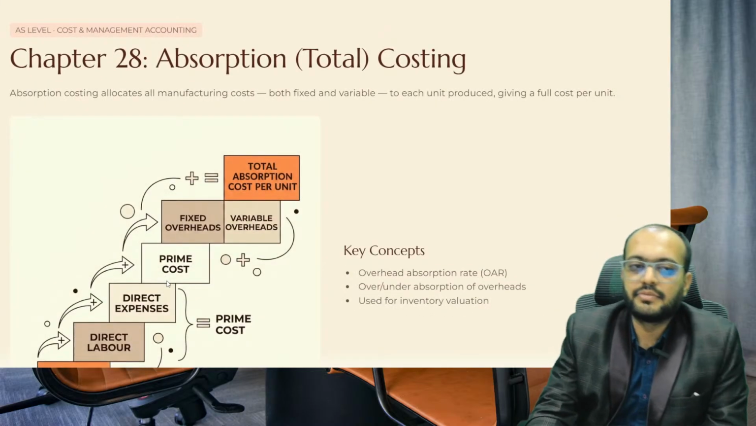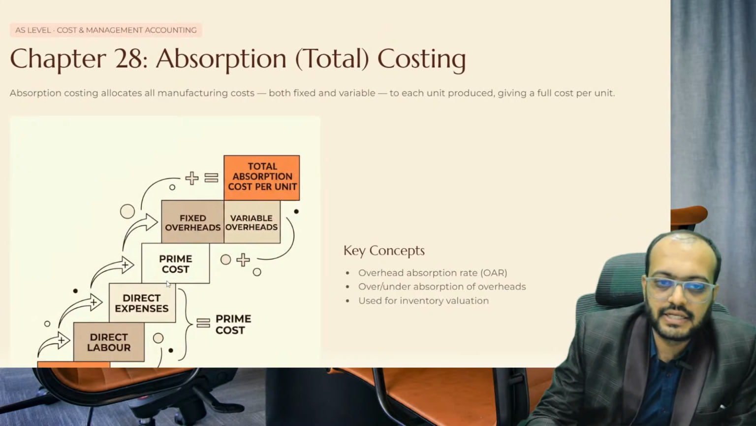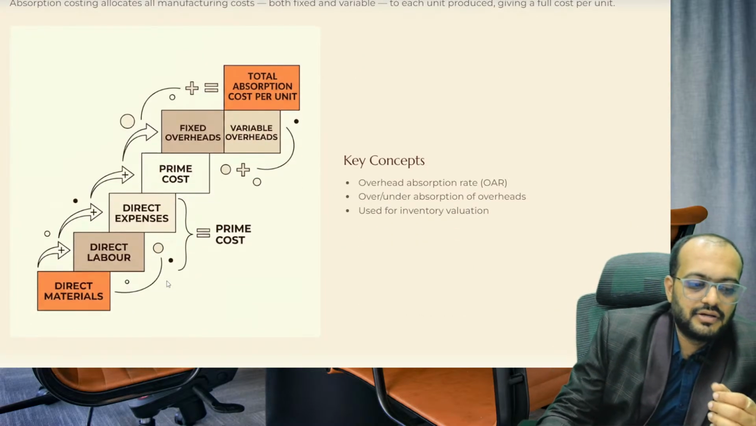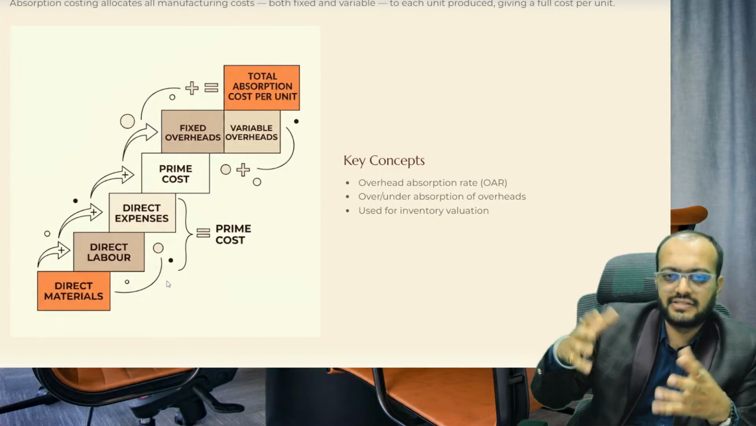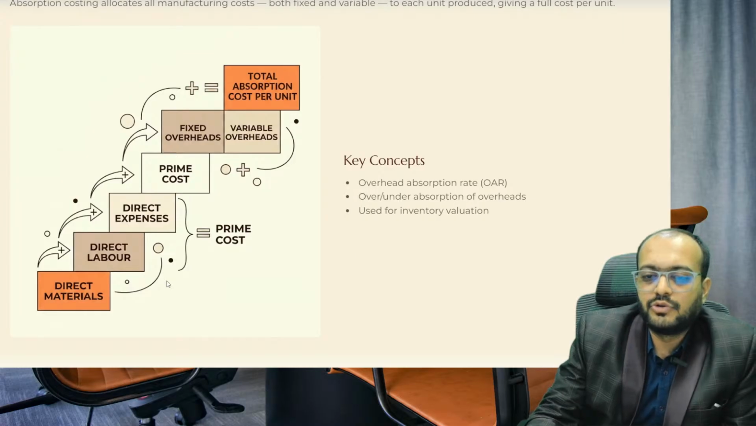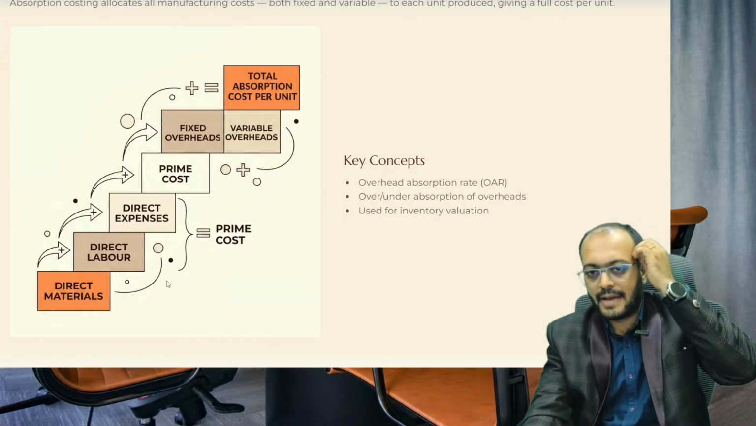So first topic, that is chapter number 28, is absorption costing. Here there are direct material, direct labor, direct expenses, which is known as prime cost. Then we have to add overheads. Then you will get the total cost that we have to charge per unit, that is overhead or absorption rate.